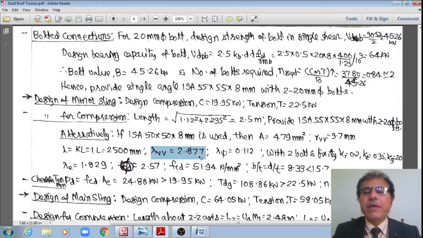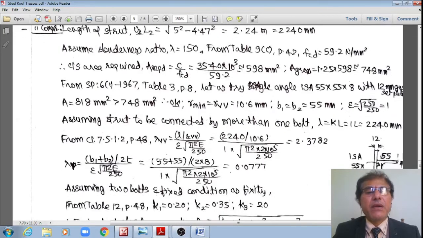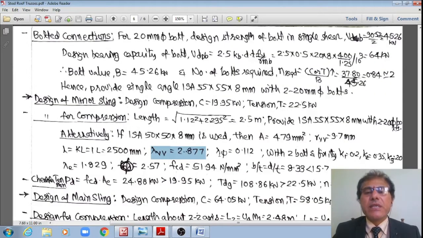Similarly, lambda psi is given by this formula, B1 plus B2, both are 50, plus 50 divided by 2 multiplied by 5 divided by 1 plus square root of pi square multiplied by 2 into 10 to the power 5 divided by 250. It now works out that value as 0.112. Just now we have seen this with two number of bolts from that previous table. I am just noting down that value.